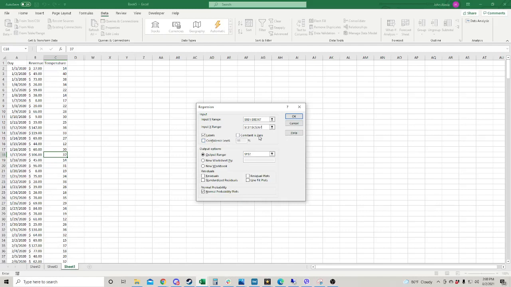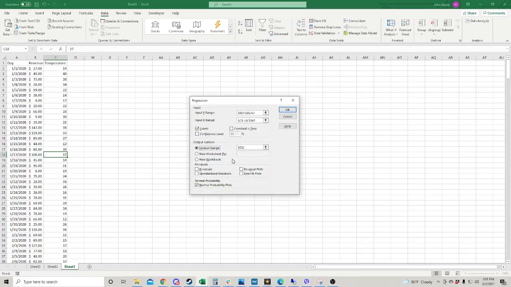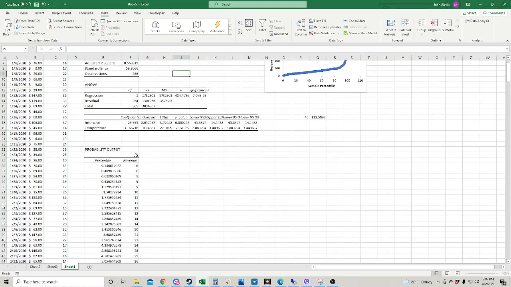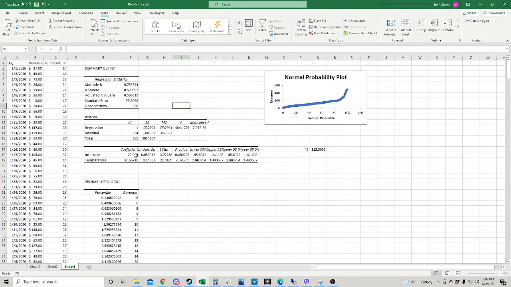Okay, constant is 0. We're going to leave that blank. We're not going to check that. Confidence level, we're not going to check. The only other thing you need to look at is output options. This is going to tell Excel where you want to see this data. I actually ran this earlier and I put it in E2 exactly with all these statistics, and you'd be able to analyze your data.